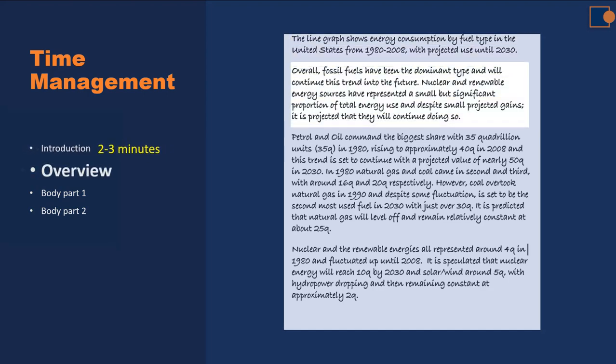For the overview part, you must spend a maximum of 5 minutes, but it's a good idea to spend 3 minutes if you can. It depends on what kind of overview question you have, because some overviews are pretty simple. Let's say maps and processes shouldn't take more than one sentence, and it's pretty straightforward and easy. But chart type questions like this require a more complex overview. That's why you should aim to spend a maximum of 5 minutes, and that's it.